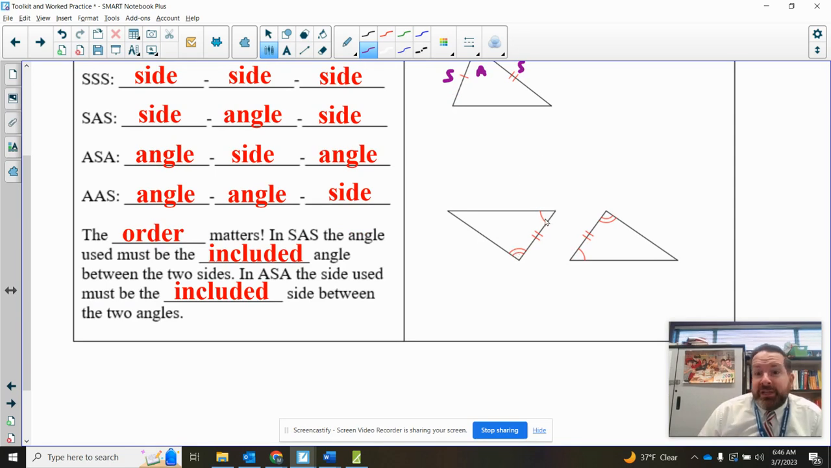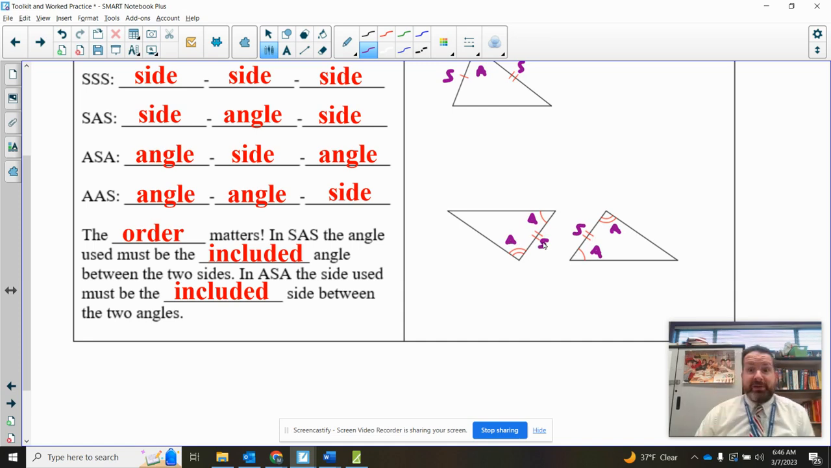Hope you paused. So I see an angle with one mark. So there's an A that matches. And then I see an angle with two marks. There's another A that matches. And then touching both angles is a side.